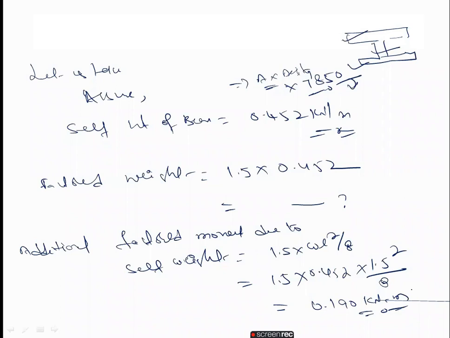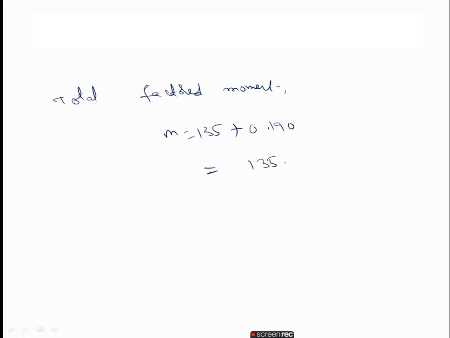Okay. Next, the total factored moment. M equal to 135, the moment whatever we got here previously, plus 0.190, which is nothing but the factored moment due to the self weight. So you will get 135.190 kilonewton meter.